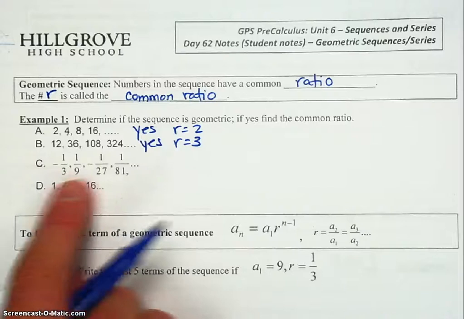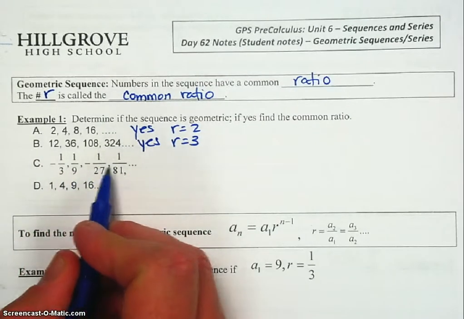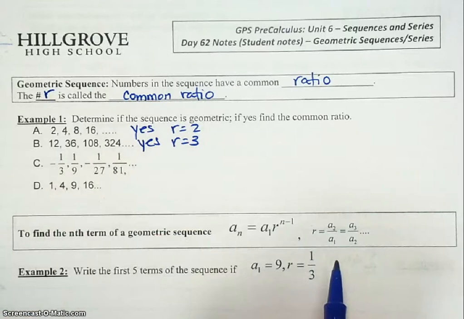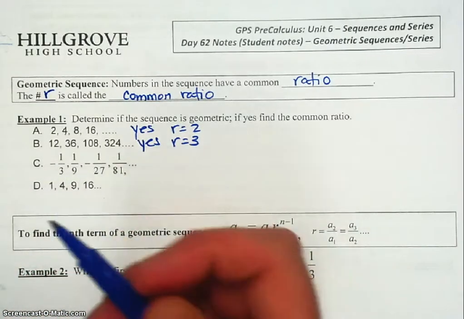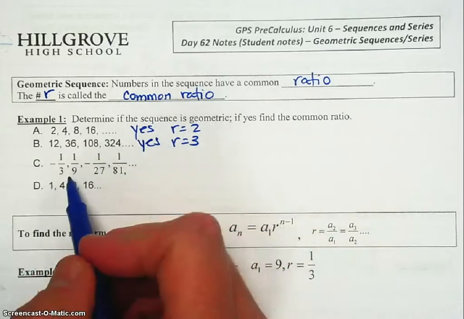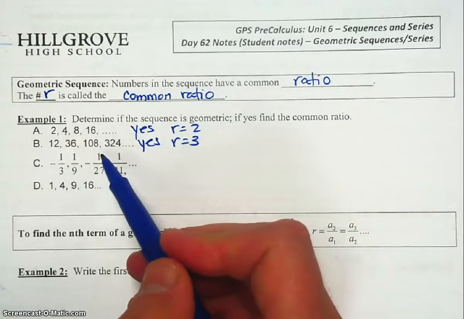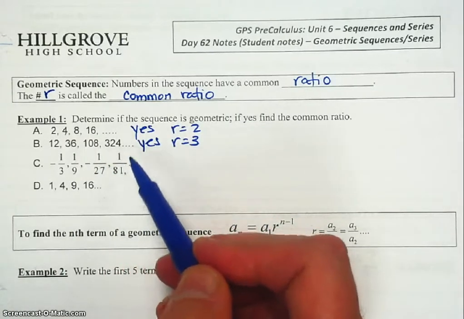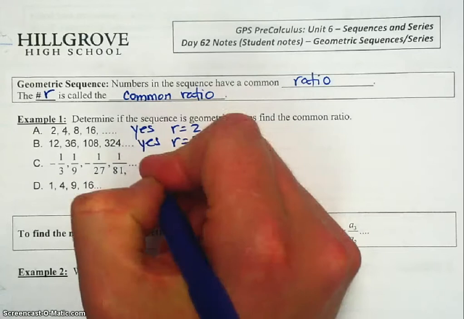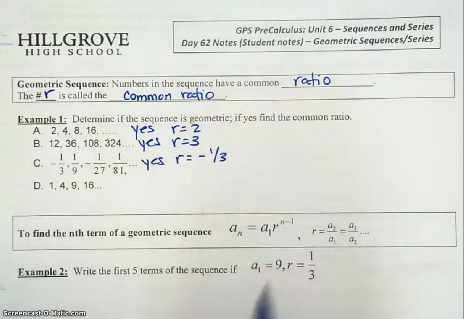Okay, looking at letter C here: negative 1/3, 1/9, negative 1/27, 1/81. If we look here, negative 1/3 to get to 1/9, that means I multiplied by a negative 1/3, because a negative times a negative gives me a positive. Negative 1/9 times negative 1/3 gives me negative 1/27. And then negative 1/27 times negative 1/3 gives me positive 1/81. So yes, that one is also geometric, and our common ratio is negative 1/3. So that time we multiplied by a fraction.